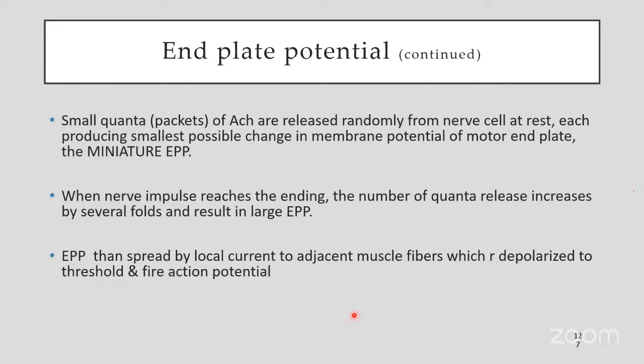This is the basis for RNS and neuromuscular disorders such as myasthenia and LEMS. A small quanta of ACh are released randomly from the nerve cell at rest, and there is a certain safety factor which the body maintains. When the safety factor is lost or the number of synaptic vesicles decreases, it results in neuromuscular weakness.